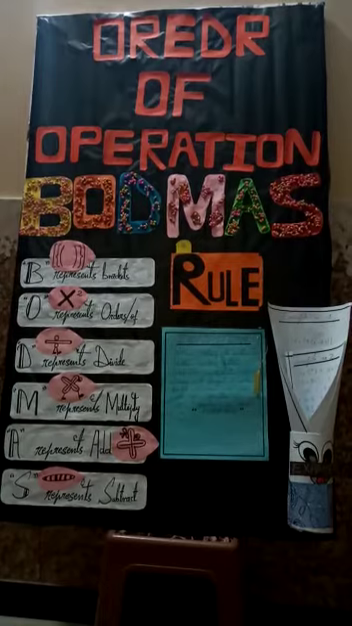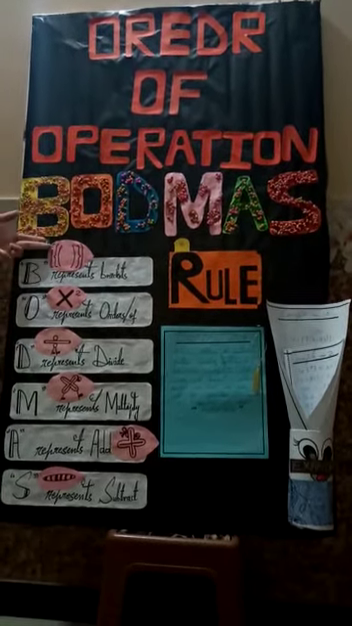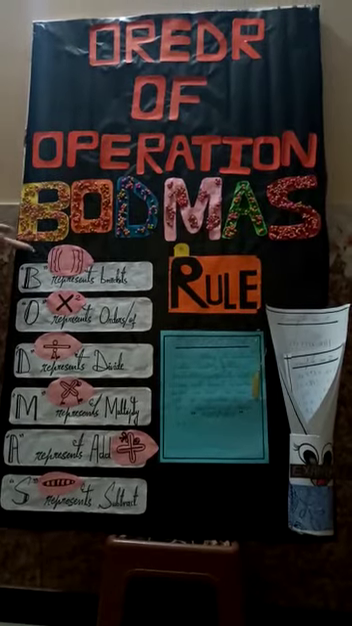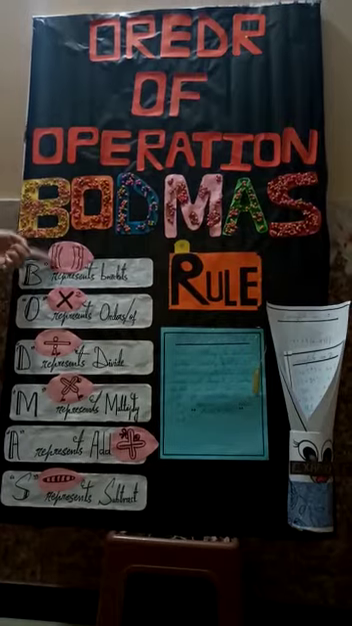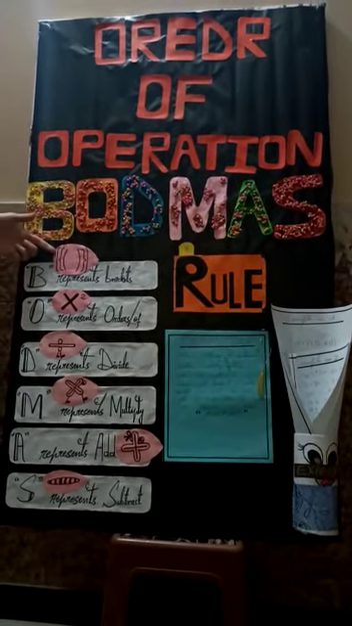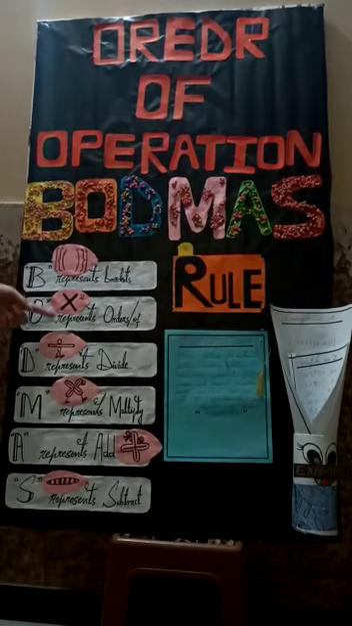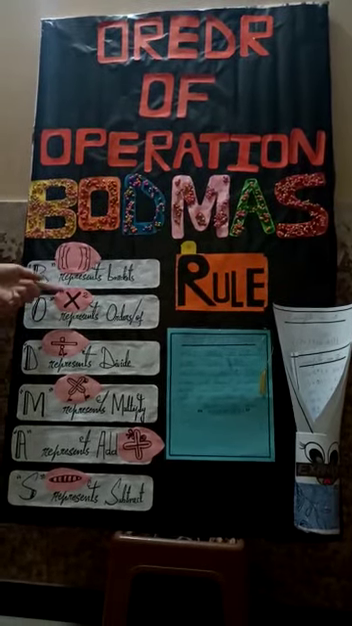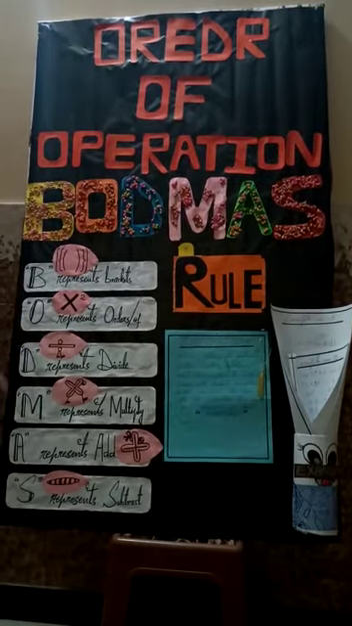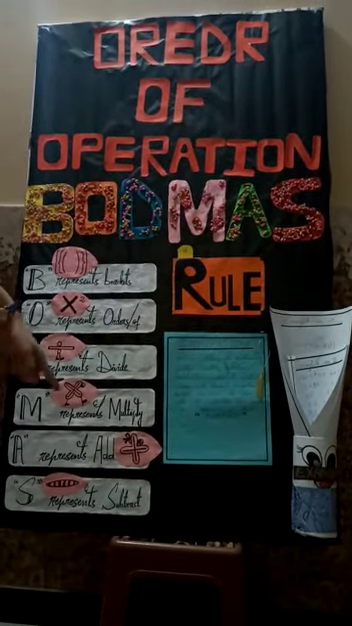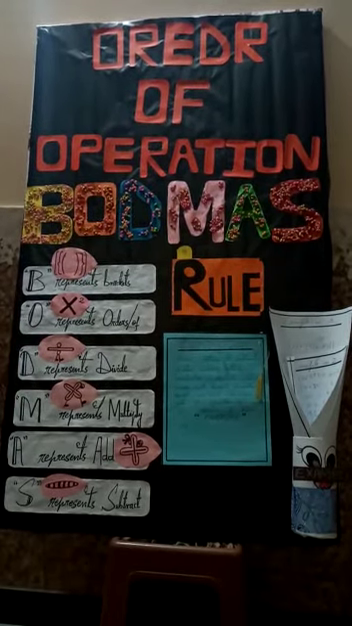BODMAS rule is actually the short form of this. P represents bracket. There are so many types of bracket: bar bracket, round bracket, curly bracket and square bracket. O represents order or of. D represents divide. M represents multiply. A represents addition. And S represents subtract.